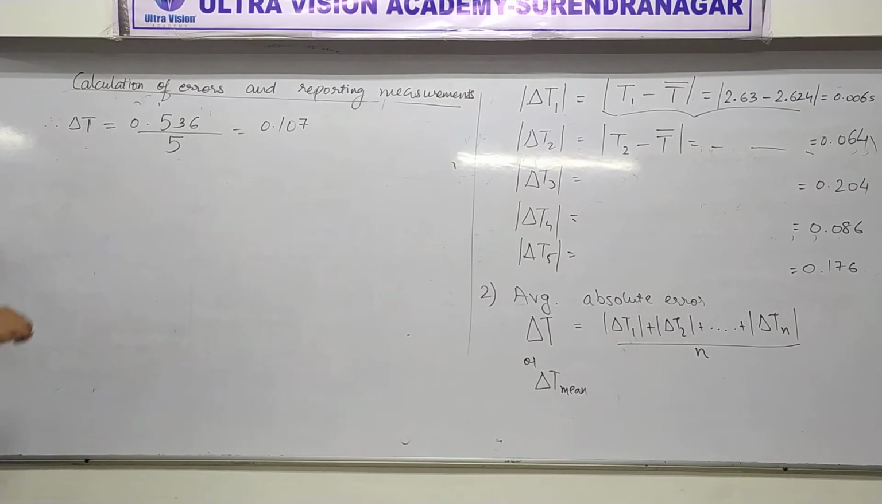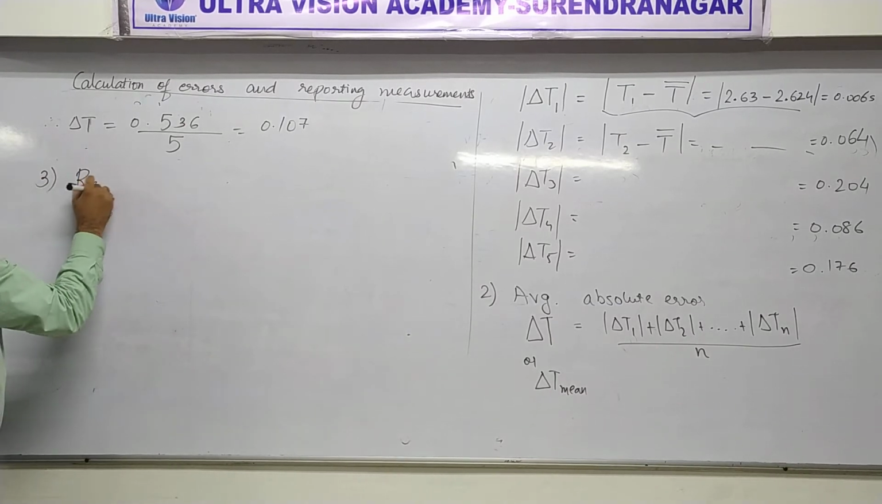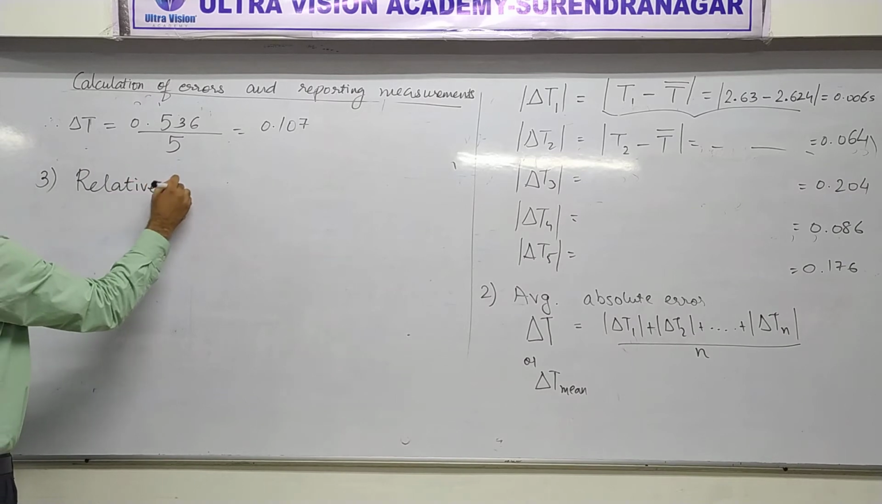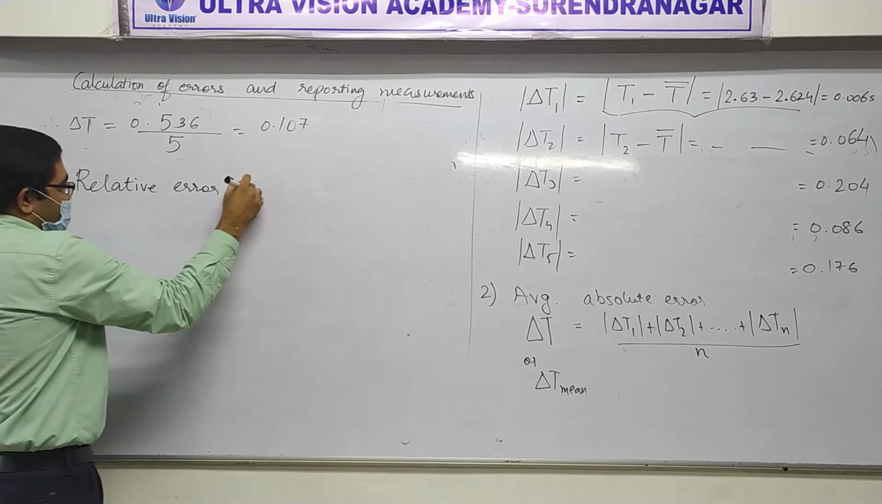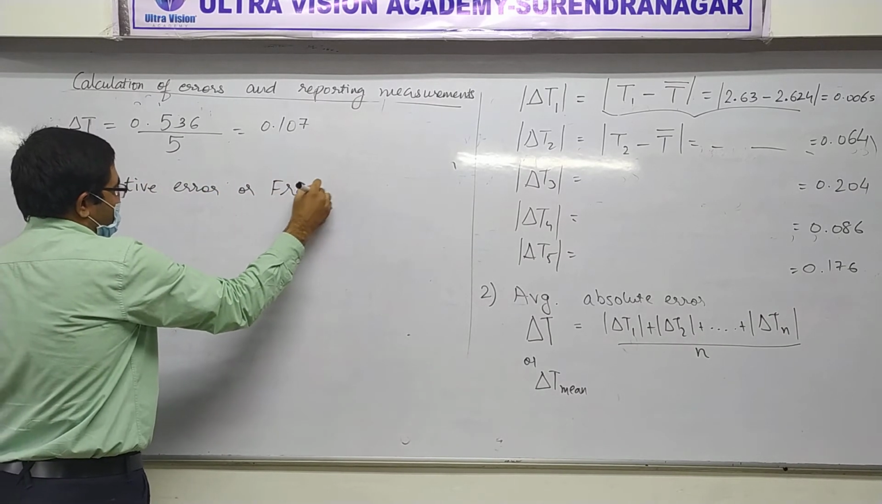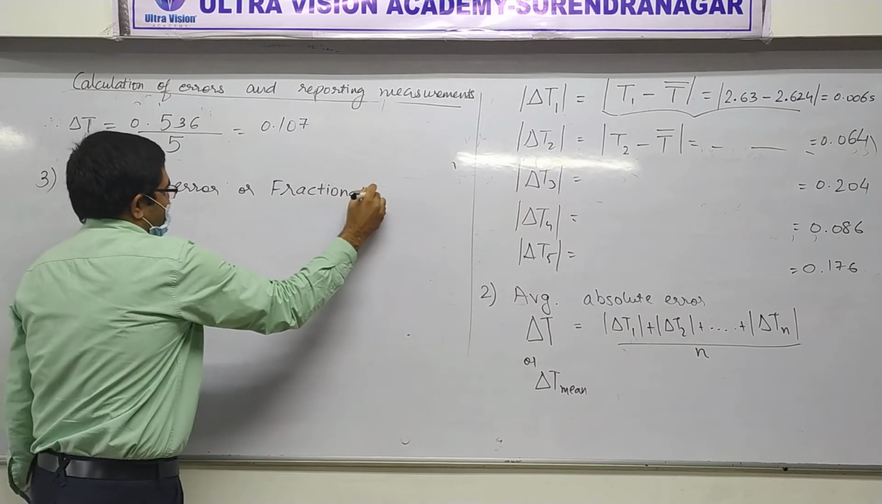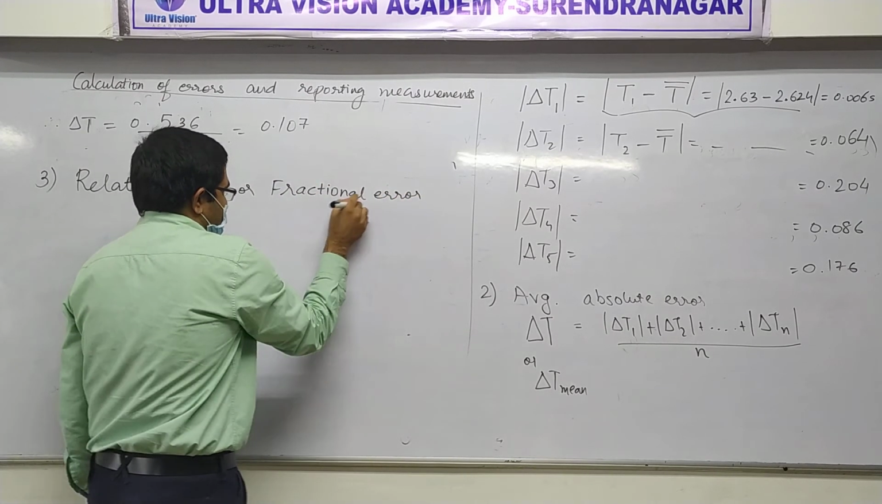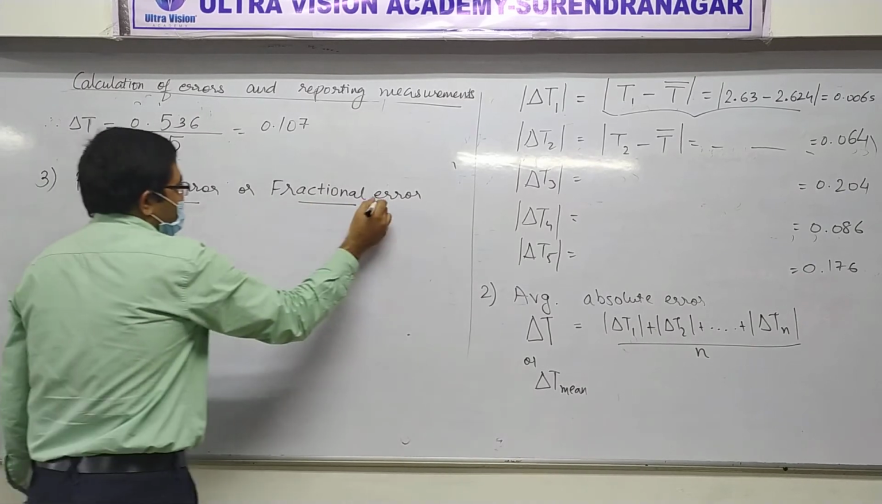Well, now, so this is delta T. The next thing that we will find using delta T, and this is again very, very important, okay, is called relative error, or sometimes also called fractional error. Do you understand meaning of fraction? Yes or no?